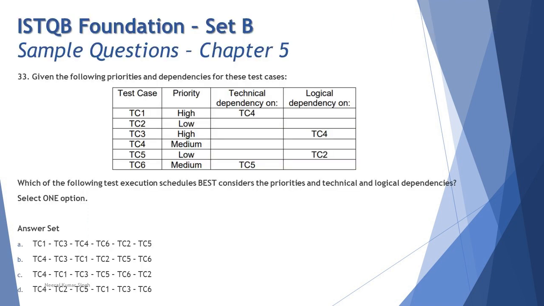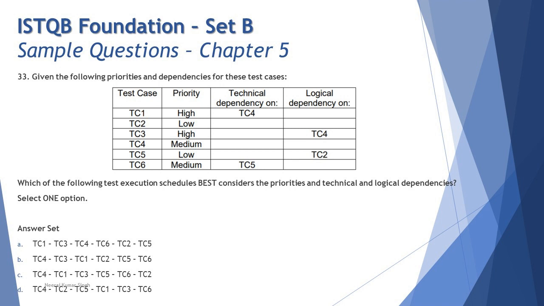And the very next question which we are talking about is question number 33, and looking at the table, you can figure out it's talking about the test execution schedule. So given the following priorities and dependencies for these test cases, which is a part of this table here, we got 6 test cases, including the priority, technical dependencies, and logical dependencies. Which of the following test execution schedules best considers the priorities and technical and logical dependencies together?